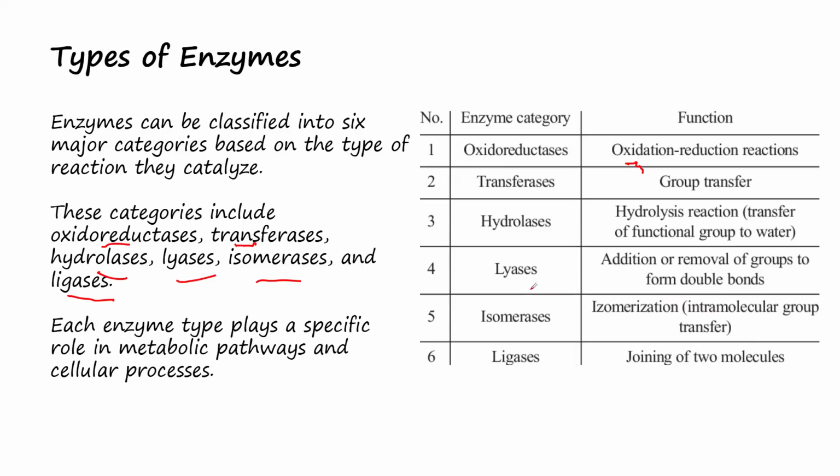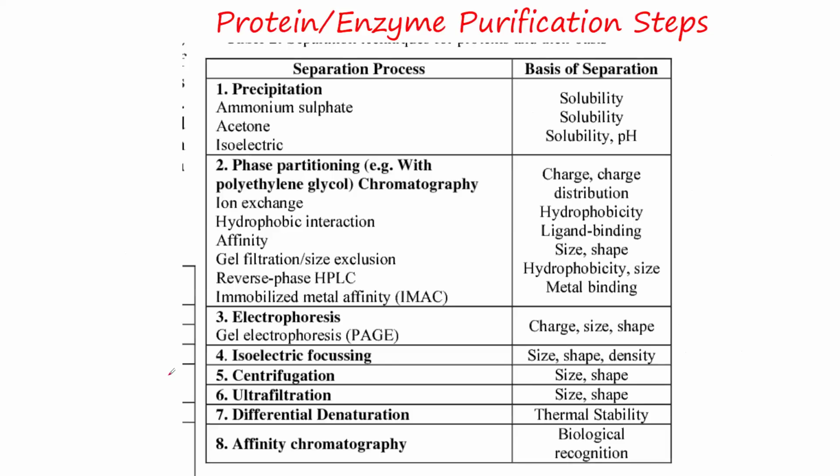It might not necessarily be a double bond. It can be a cleavage, that is, to break something down into two or more. Isomerases are enzymes that catalyze isomerization reactions, and ligases are enzymes used in joining two or more molecules together. So each enzyme type plays a specific role in metabolic pathways and cellular processes.